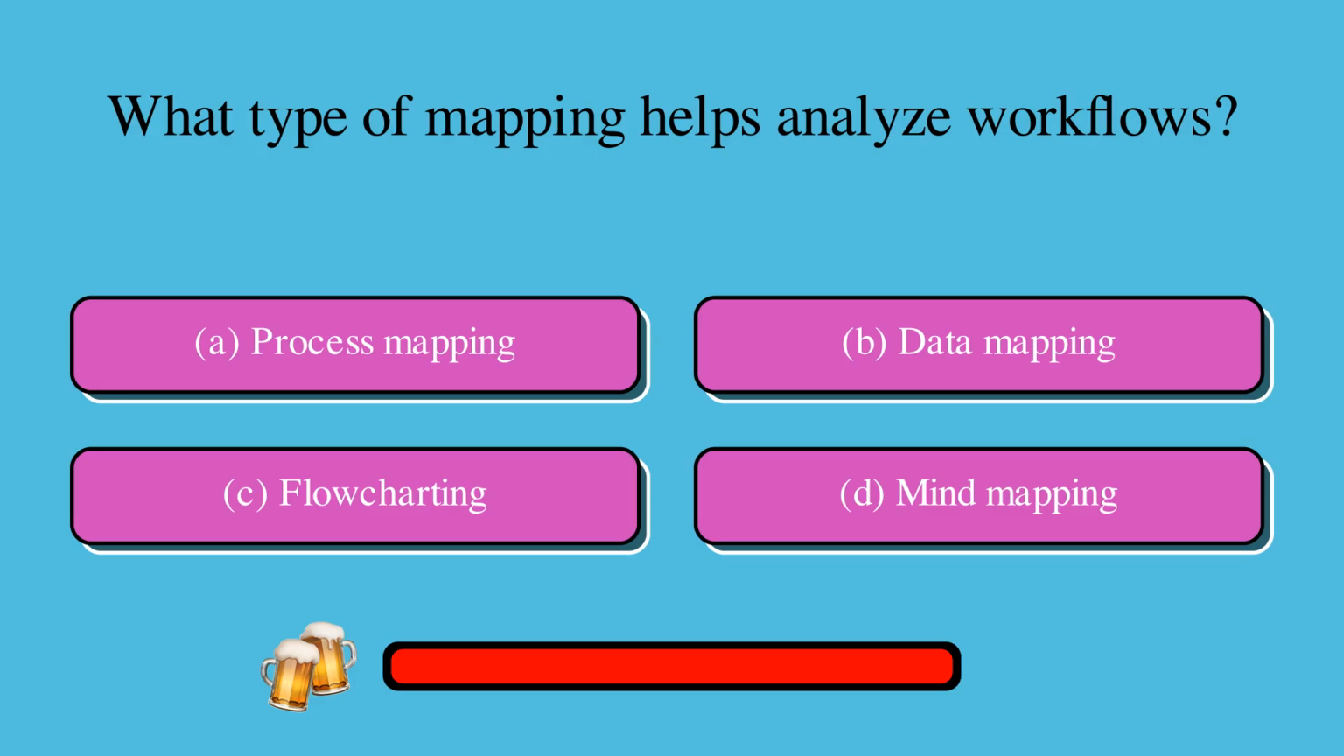What type of mapping helps analyze workflows? Is it A, process mapping, B, data mapping, C, flow charting, or D, mind mapping? The correct answer is A, process mapping.